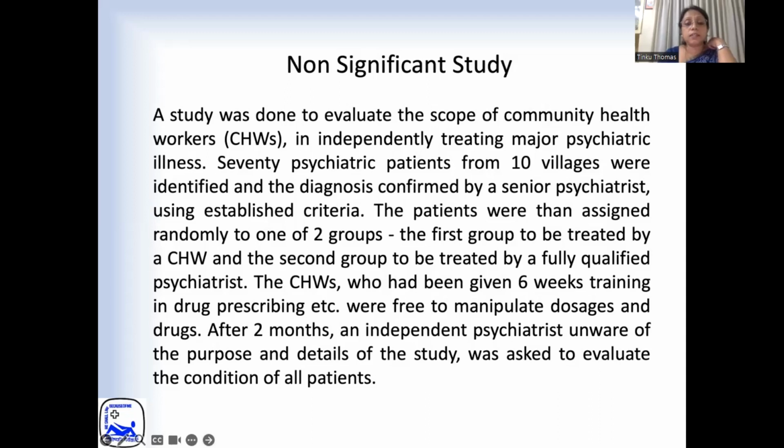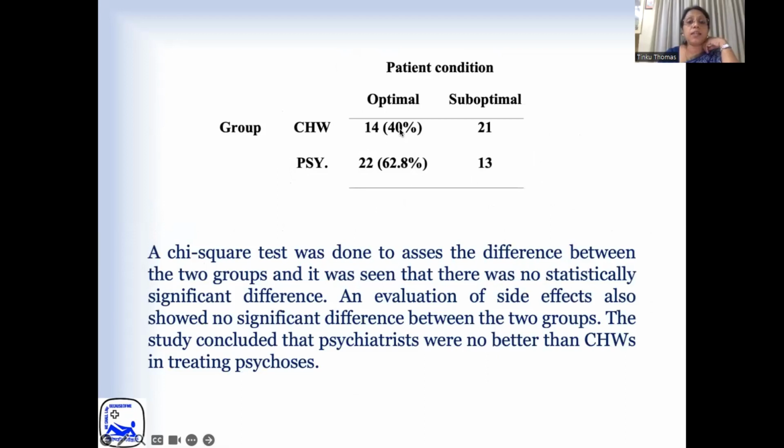The community health workers, who had been given 6 weeks training in drug prescribing, etc., were free to manipulate doses and drugs. After 2 months, an independent psychiatrist, unaware of the purpose and details of the study, was asked to evaluate the conditions of all patients, and he concluded that 40% of the patients who were treated by the community health workers had optimal treatment, and 62.8% of those treated by qualified psychiatrists had optimal treatment. And when you do the statistical calculation, you see that there was no statistically significant difference.